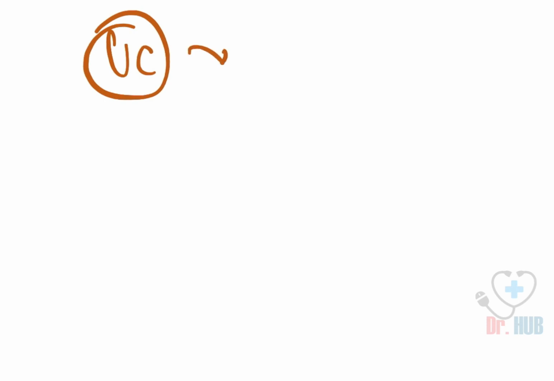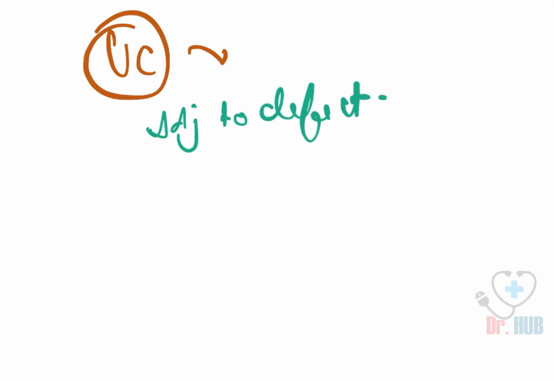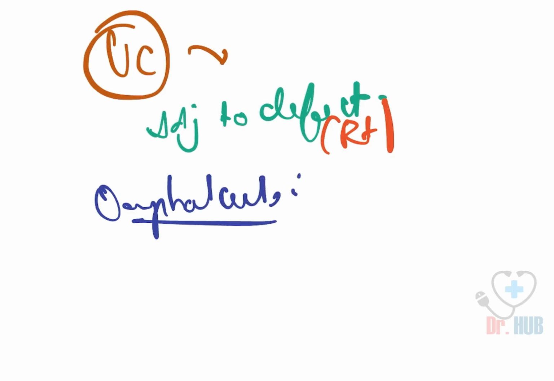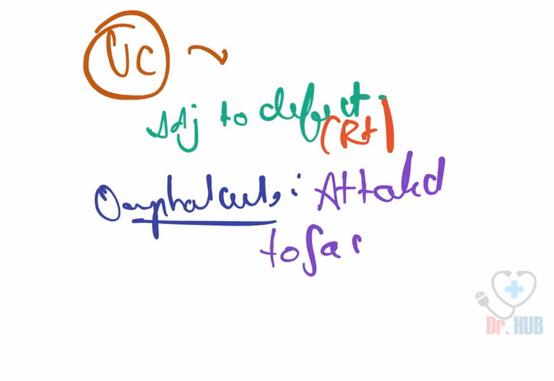Now moving on to answer our questions. The first question we asked was, what is the status of the umbilical cord? In gastroschisis, it is adjacent to the defect, and the defect is usually seen on the right side. In case of Omphalocele, the umbilical cord is attached to the sac.